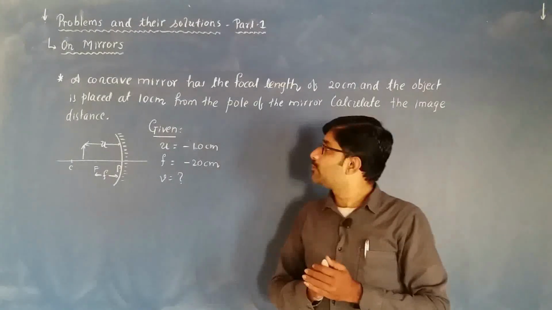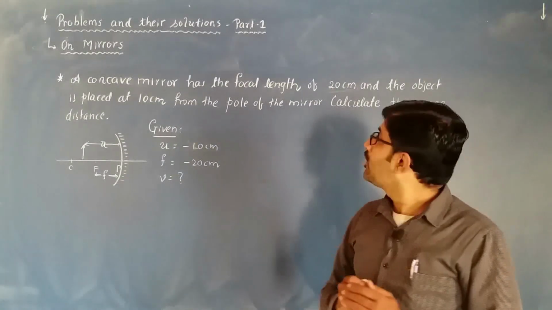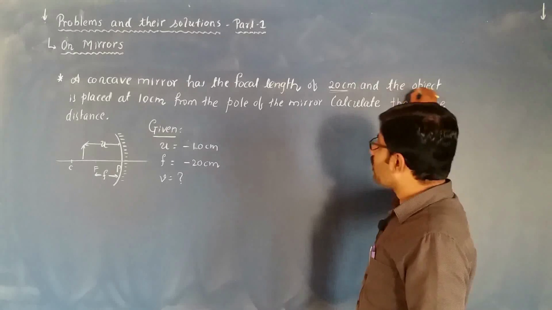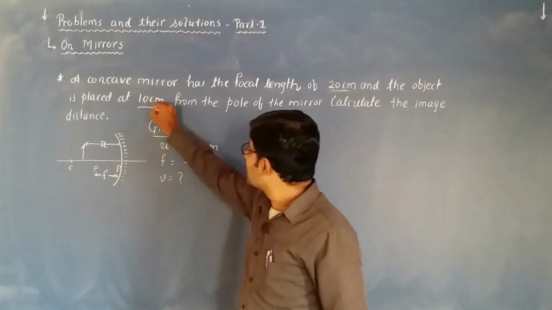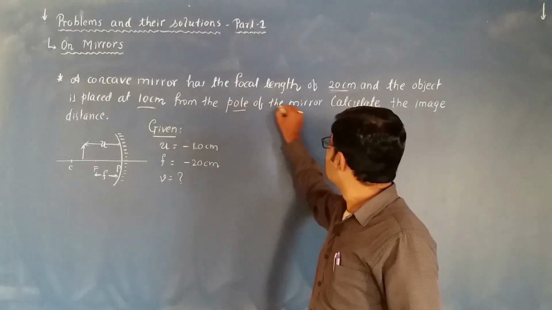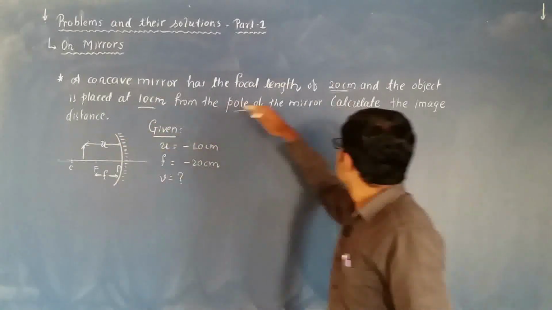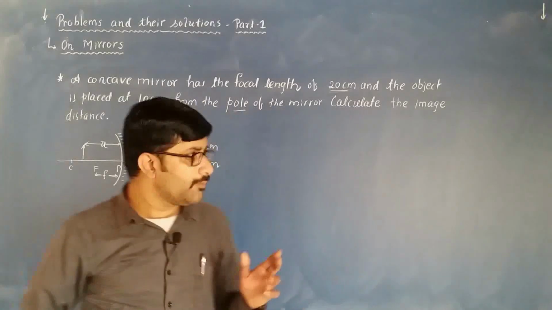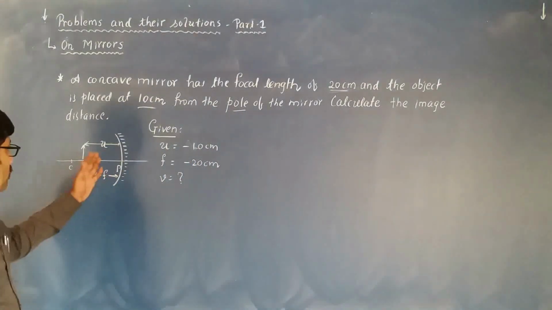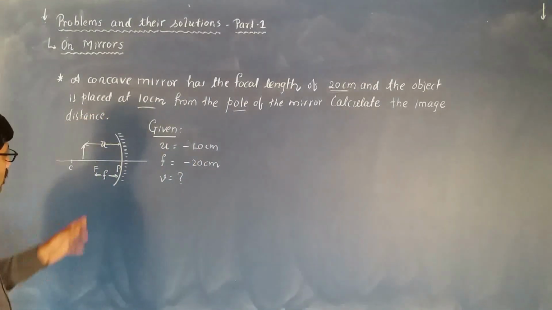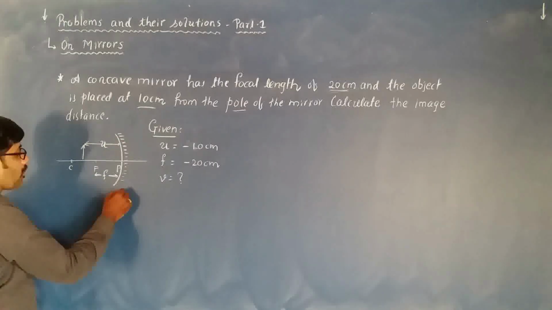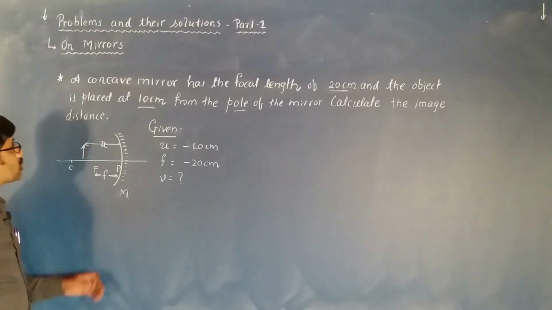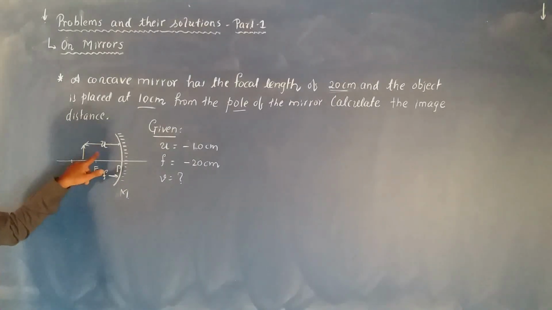Okay. The second problem: a concave mirror has a focal length of 20 centimeter and the object is placed at 10 centimeter from the pole of the concave mirror. Then calculate the image distance. This is the problem. So just try to write and draw accordingly. Here this is the concave mirror M. The object is placed at 10 centimeter.